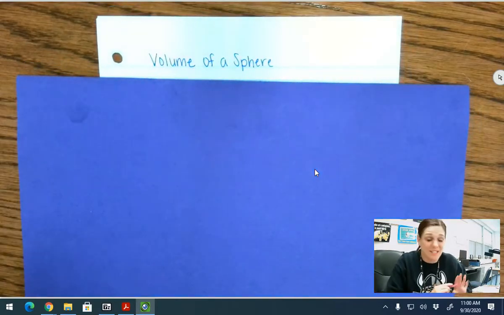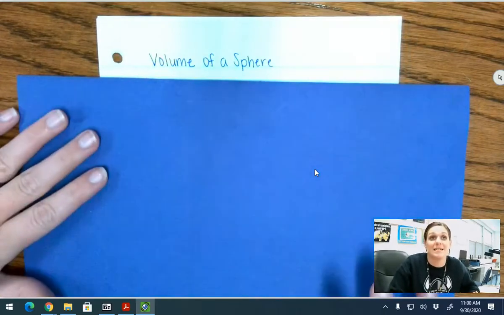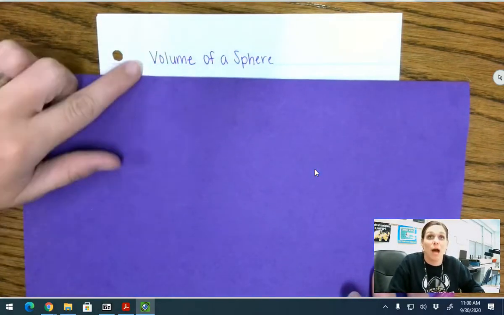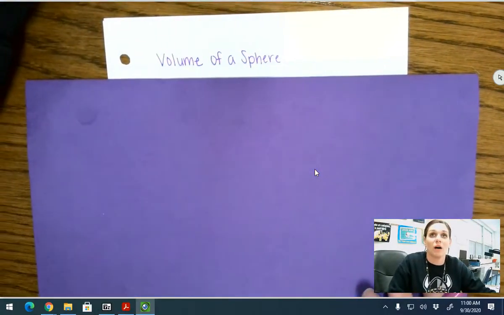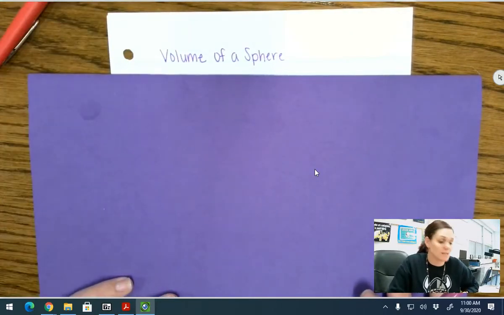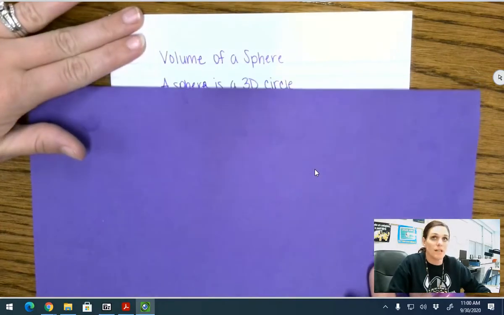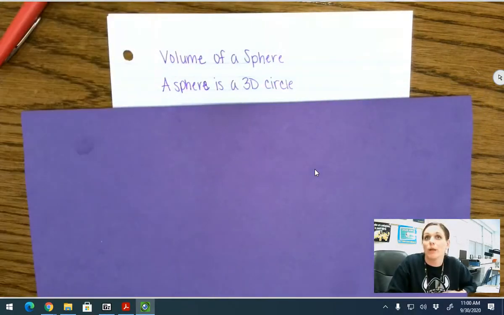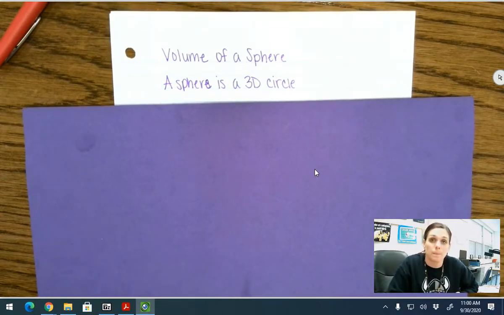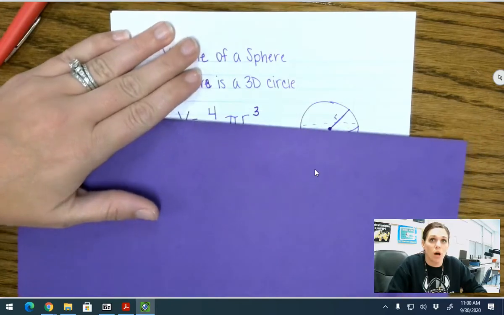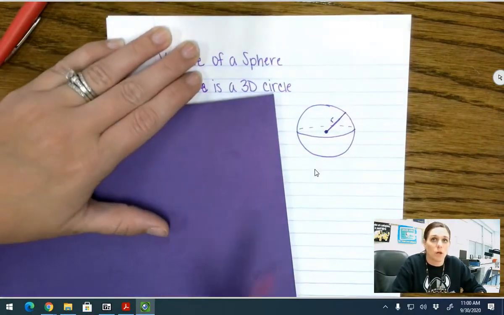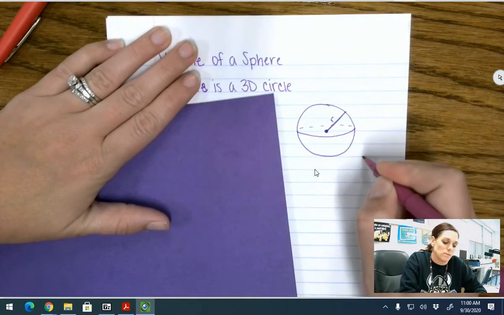All right, so let's go ahead and jot down some ideas for volume of a sphere. So go ahead and put the heading, volume of a sphere. It's spelled S-P-H-E-R-E. Okay. And so then let's define it just like we have been doing. A sphere is simply a three-dimensional circle. And it's a lot of fun to say, right? So to draw a sphere, you are going to go ahead and draw yourself a circle.